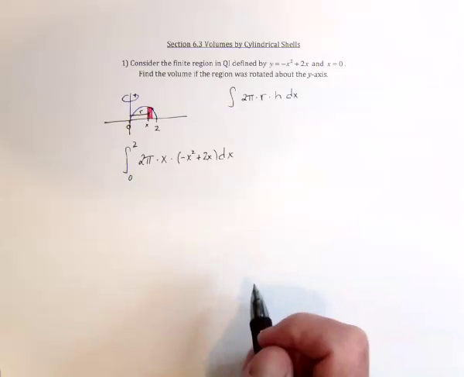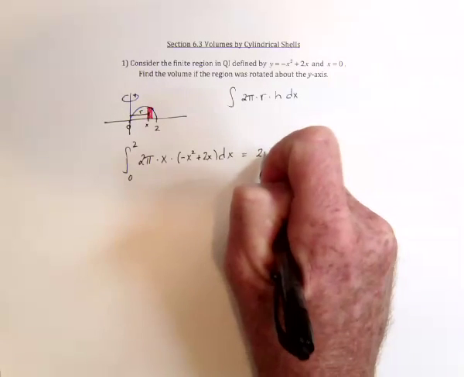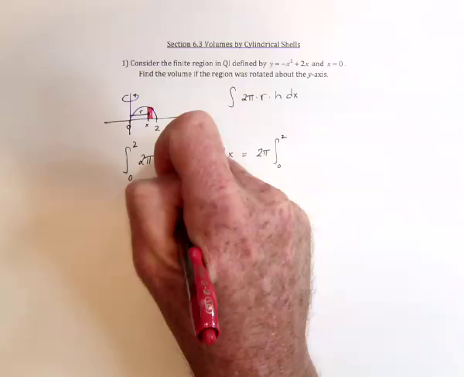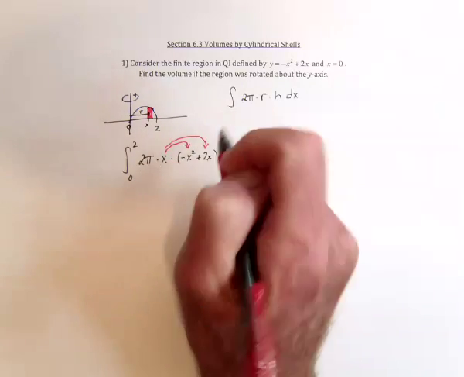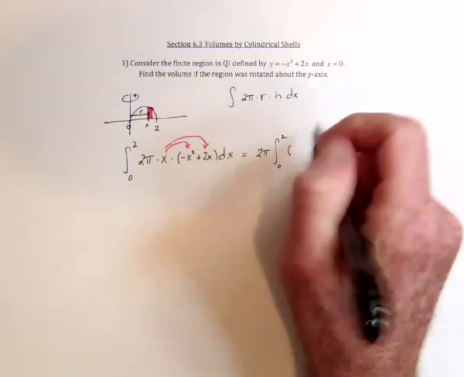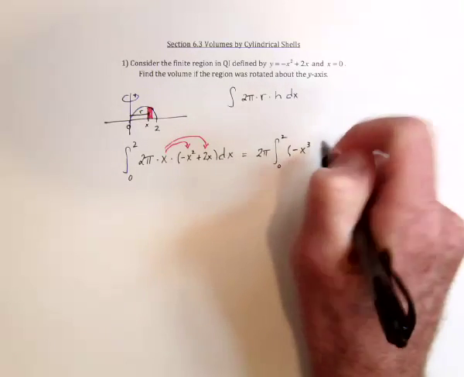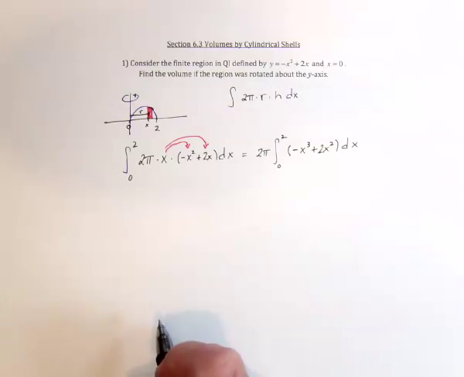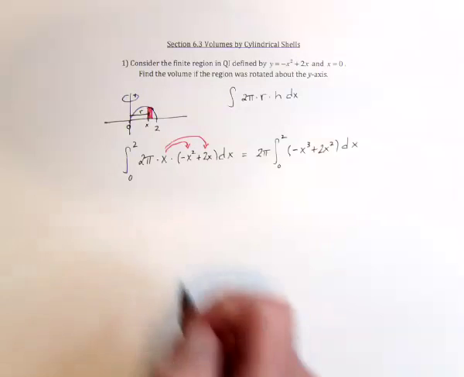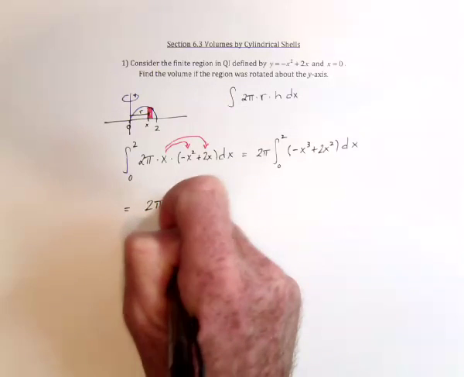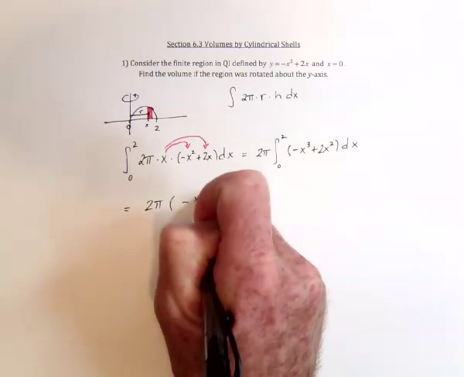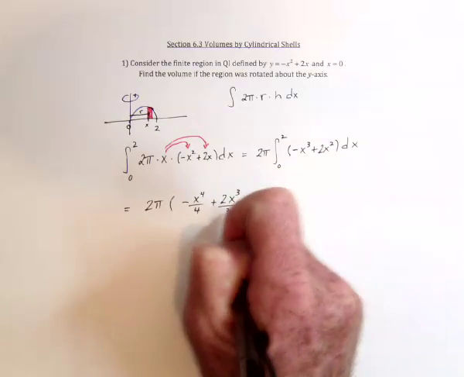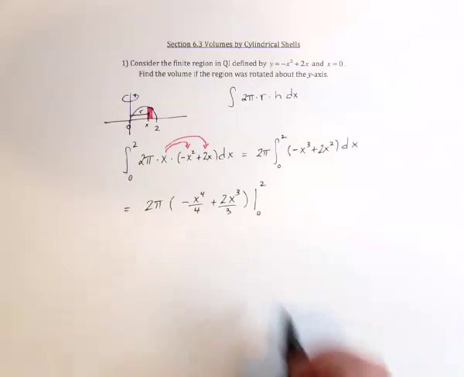And then for integrating, we can do a little bit of algebra. We could factor out 2 pi. I could distribute the x. So what we're really going to integrate is negative x cubed plus 2x squared, with x going from 0 to 2. So the first one becomes negative x to the 4 over 4 plus 2x to the 3 over 3, and then evaluate that from 0 to 2.